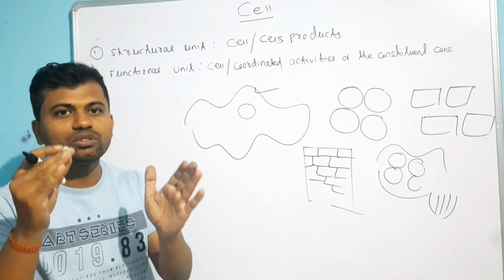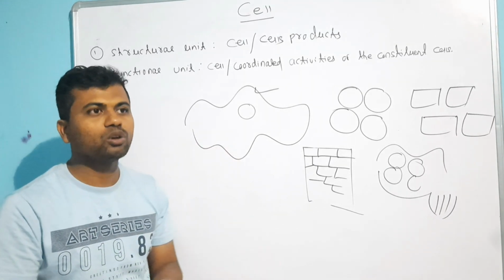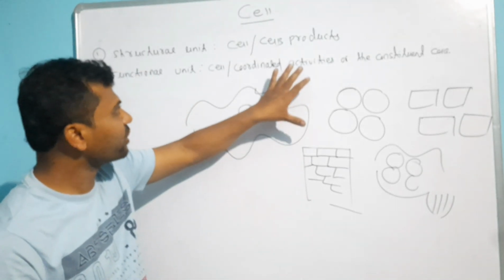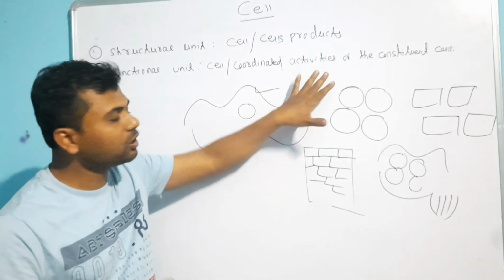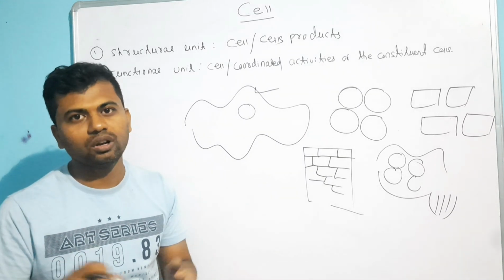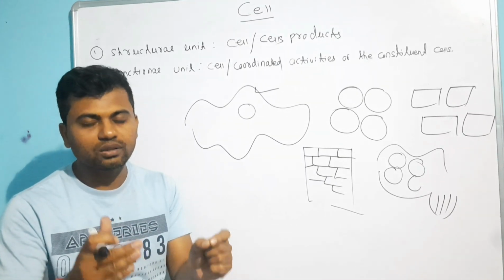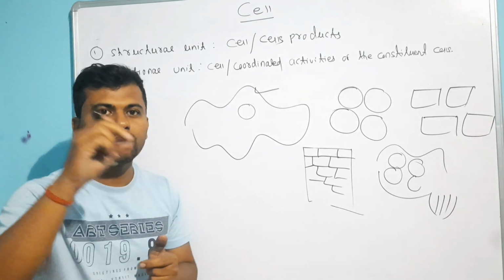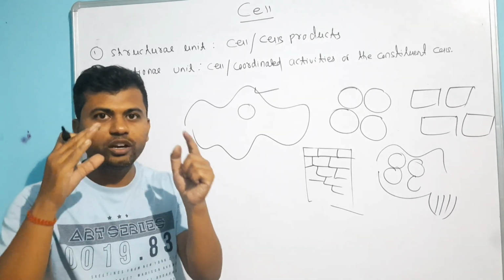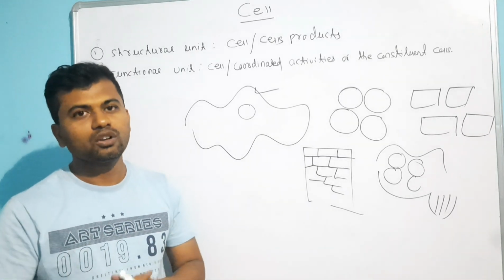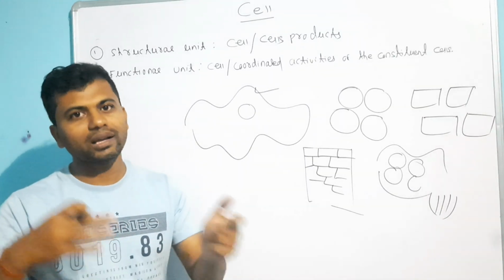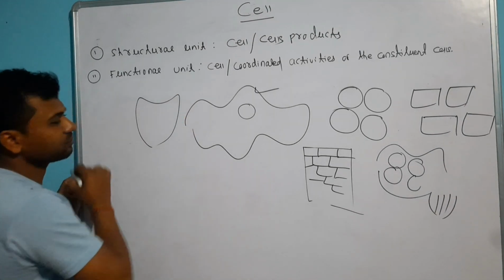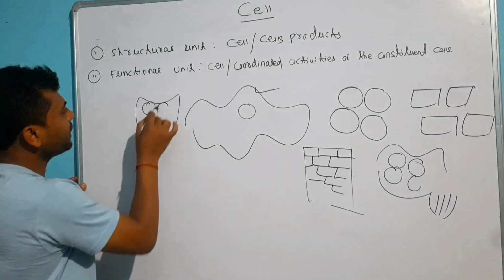But the case is different in the multicellular organism. In a multicellular organism, the function of the living organism depends upon the coordinated activities of the constituent body cells. So now we'll explain with one example. For example, this is our heart. Our heart contains many cells.